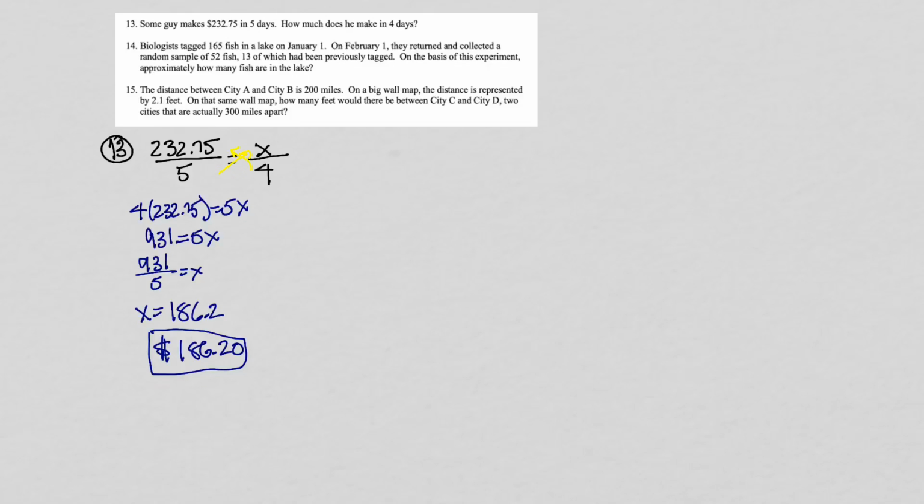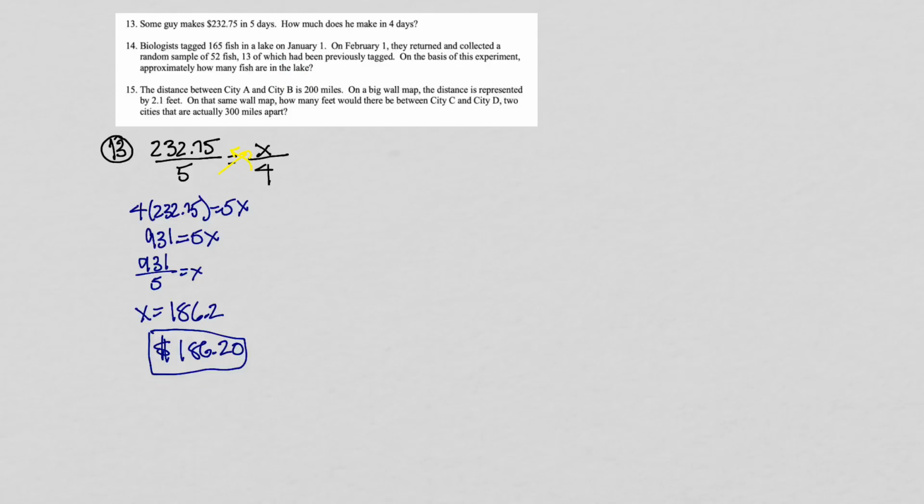What have we got going in 14? Well, let's see. Biologists tagged 165 fish on January 1st. All right, so in this lake, there's a bunch of fish, and they were able to pull out 165 and put tags on them. Now, a month later, they returned and they collected a sample of 52 fish, and out of those 52 fish, 13 of them had tags. So as I read this, I'm thinking, okay, 52 fish, 13 had tags, so 52 is to 13. I'm seeing a ratio here. And now, on the basis of this experiment, how many fish are in the lake?